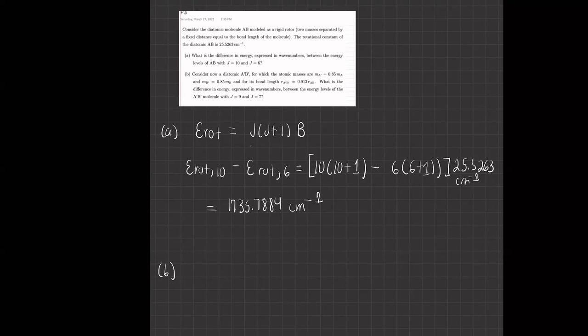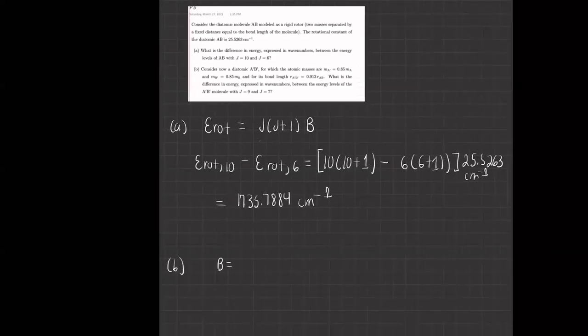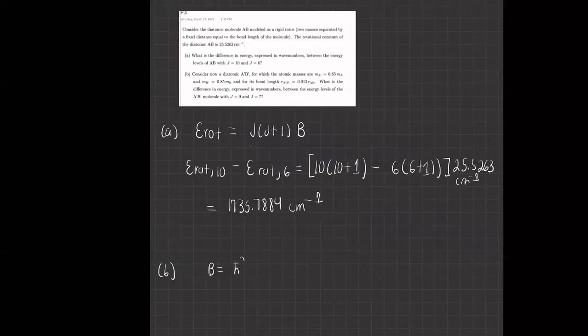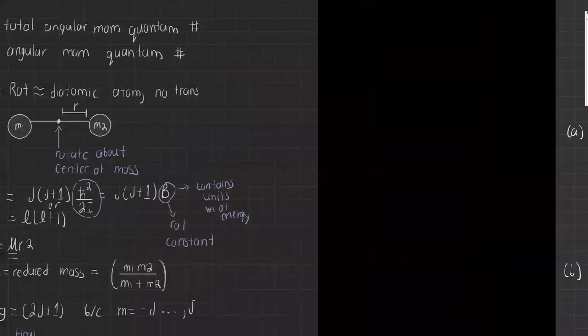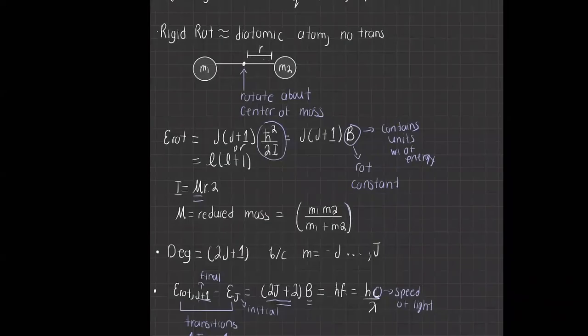And so what you do here, I'll just start off. So let's first start off with what B is equal to. Based on the previous, B is equal to h bar squared over 2 times the reduced mass times R_AB squared. Sure, that's right. Yeah.